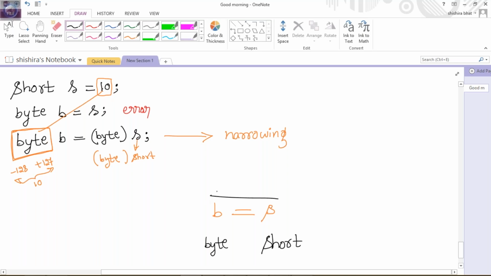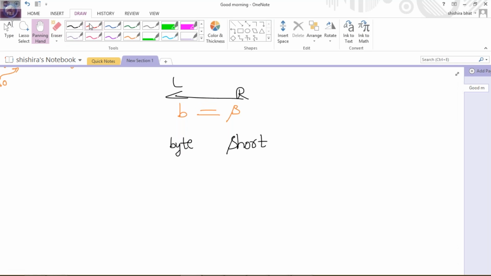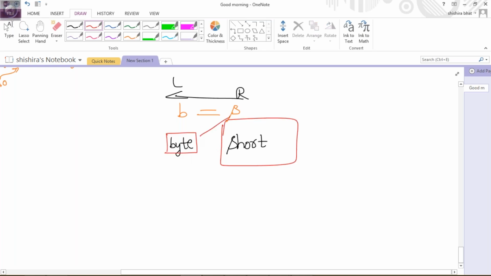Right? So now observe, right to left. Observe this right to left rule. Right side data type is short, which is bigger one. Left side data type is small, so this is called narrowing. This is called as what? Narrowing.